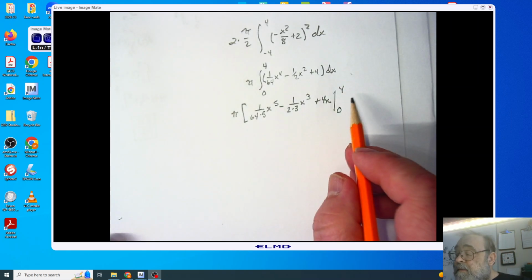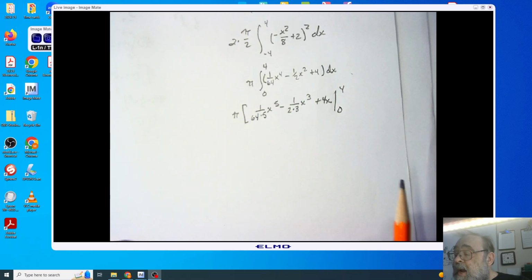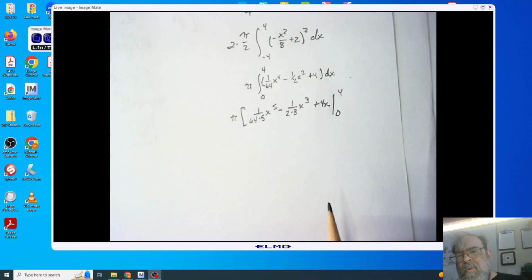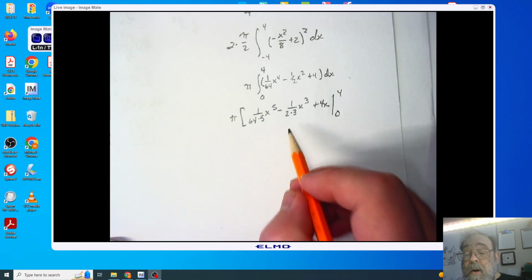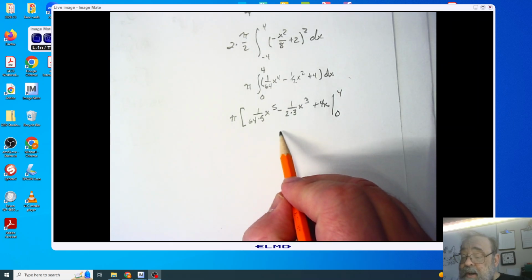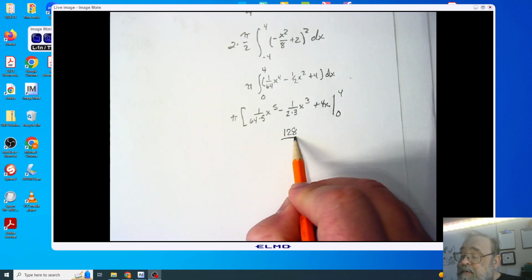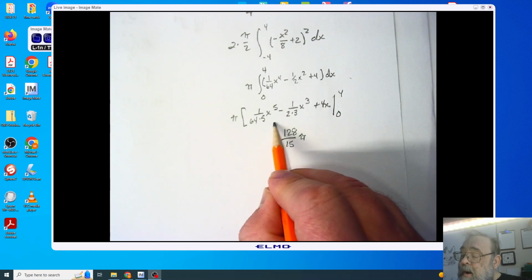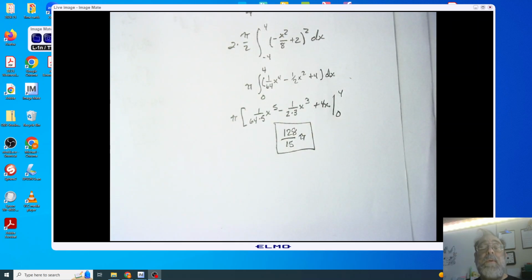Now when I plug in my 4, notice the 0 just has it go away. That's why we like that even powered rule. It allows us to plug in that 0, which we know will always just drop away. So when I multiply and I put this all together, I get left with 128/15, which I then multiply by pi for my answer. This brings me to number 3. Now, number 3 is dealing with this circular shape.